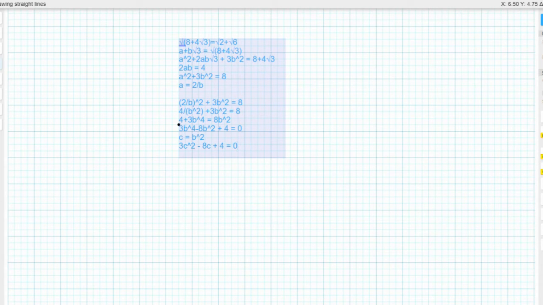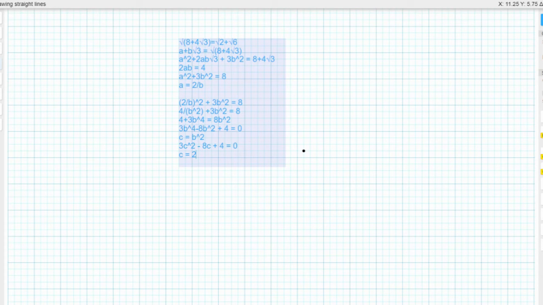Now this is a lot more workable, and you can theoretically factor this. However, I'm not going to go over how to factor this equation. I'm just going to skip over the actual solving of it. But once you solve this equation, you should get c is equal to 2.